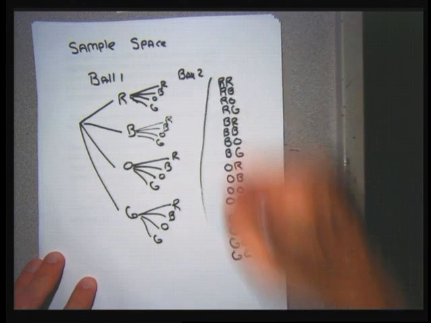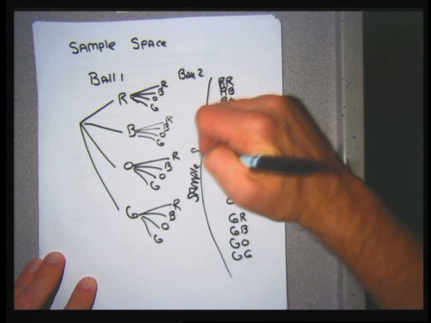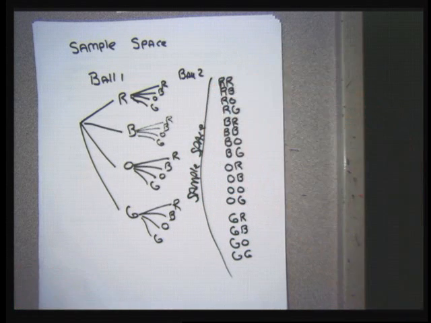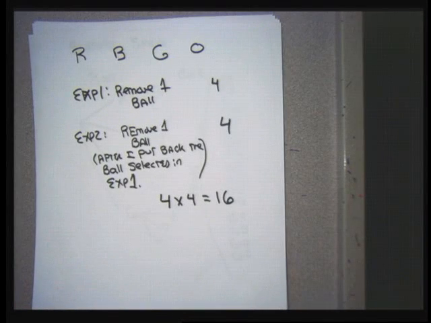So this is the sample space, and if you count, there's 16 items in the sample space, and that's what the counting principle told me. The counting principle said doing these experiments, picking a ball out from these 4 balls, putting it back, and then picking another ball out, there was going to be 16 different outcomes.